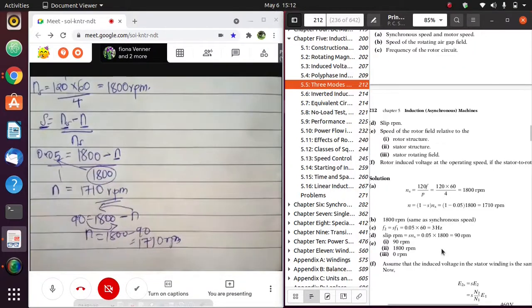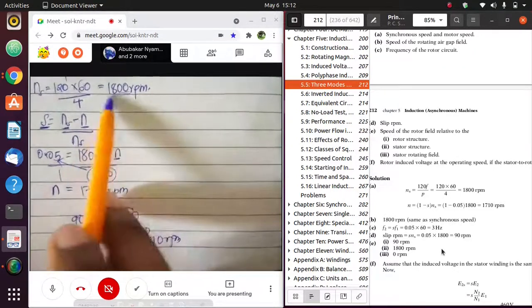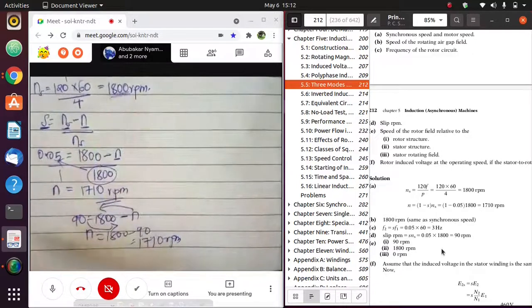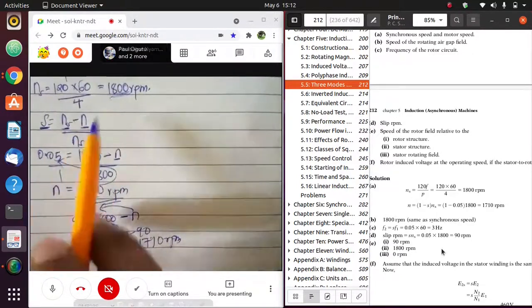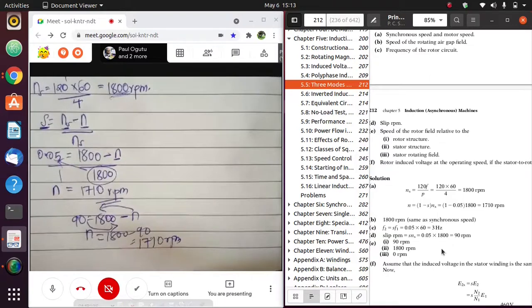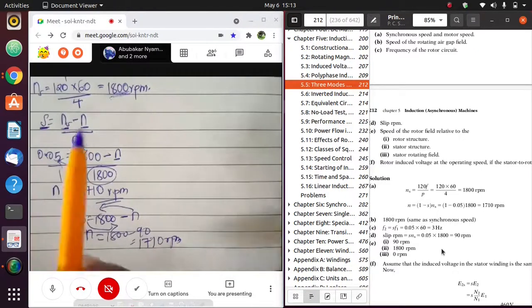1800 rpm. It will be 1800 rpm. You don't even have to calculate. You'll just write that the rotating field in the air gap will be the same as the synchronous speed, which is 1800 rpm. Okay, the third question, what will be the frequency of the rotor circuit?